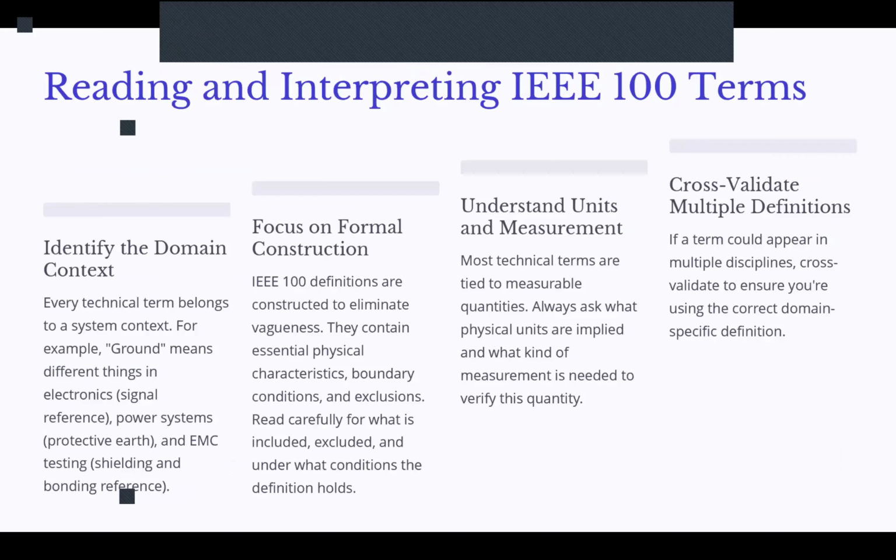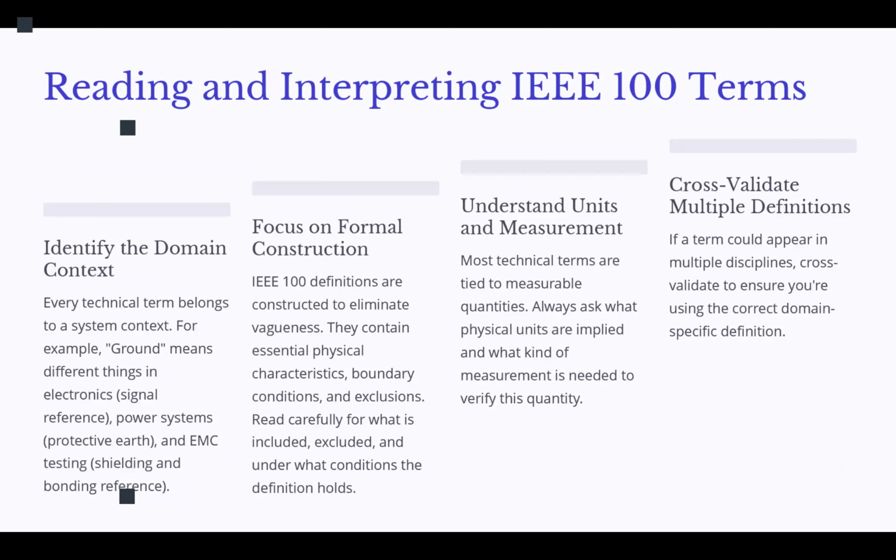Now, how you can read the IEEE 100 terms, how you can understand them. When you want to use the IEEE 100 for any terminology, the first thing that you have to do is to recognize if that specific term is categorized in a certain domain, or it's a general kind of terminology. And if it's categorized, which category are you looking for? So you have to first identify the category of that terminology that you're looking for.